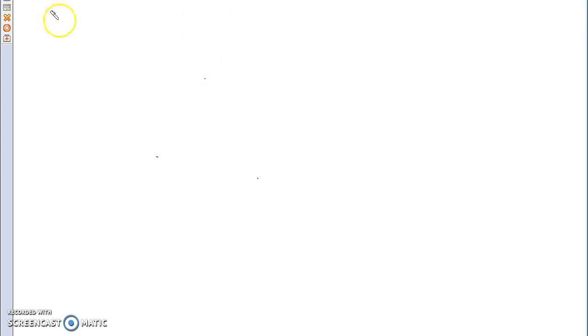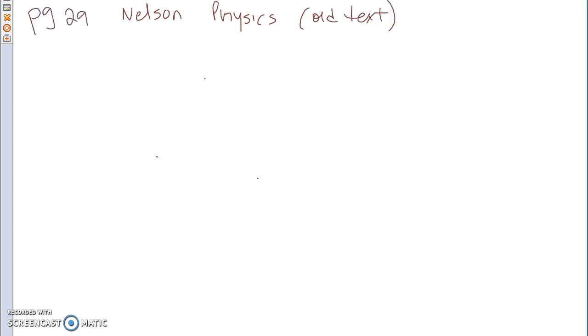All right, so we're going to do the following question. This is page 29, Nelson Physics 12. Yeah, old textbook. And the question is as follows. Question number 27. Let's start with that one.